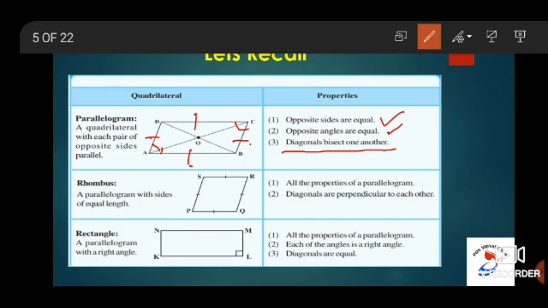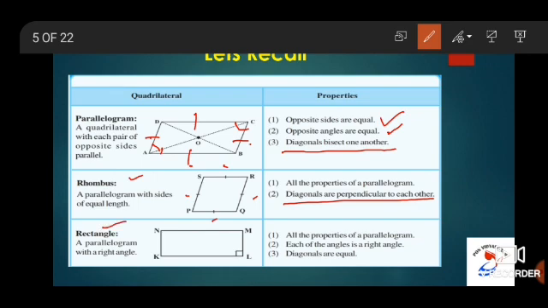Now the second quadrilateral, it is rhombus. It is one of the parallelogram with the sides of equal length. So all the sides will be of equal length. Now consider this rhombus PQRS. Here sides PQ, QR, RS and PS all are of equal length. So all the properties for parallelogram will hold good for rhombus and the diagonals are perpendicular to each other. The diagonals of rhombus will be perpendicular to each other.